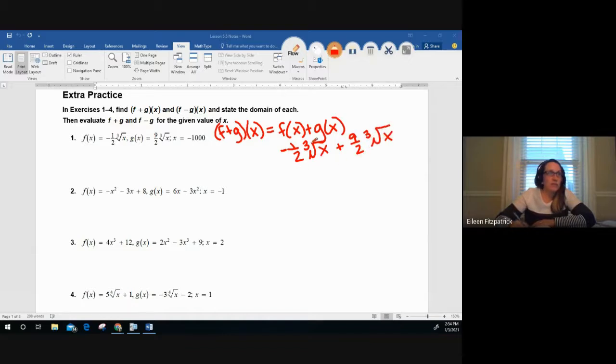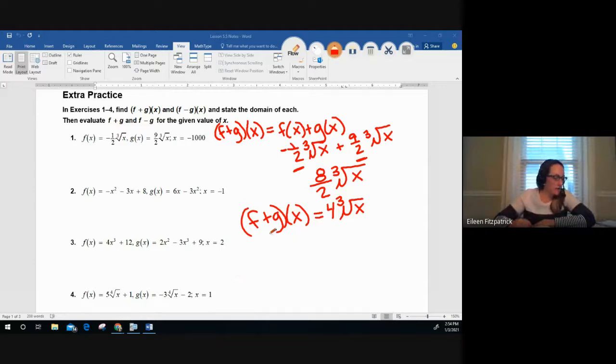Since they are like radicals, same index, same radicand, you just add the coefficients. All right, so negative 1/2 cube root of x plus 9/2 cube root of x. You're going to add their coefficients, negative 1 plus 9, to get 8/2 cube root of x, which simplifies to 4 cube root of x. So for f plus g of x, you get 4 cube root of x.